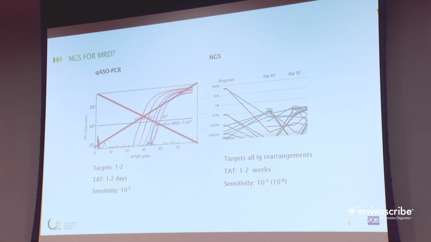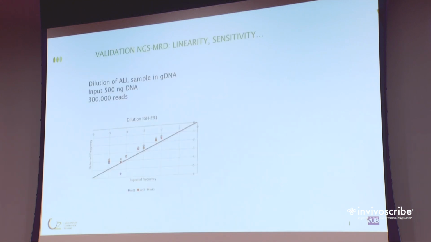But on the other hand, when you do the NGS MRD, you target all the immunoglobulin sequences, while when you do the ASO-PCR, you only target mostly only 1 to 2 of these sequences. The sensitivity would be the same. For the ASO-PCR, it's 10 minus 5. For the NGS, they claim 10 minus 5, even 10 minus 6. So we're going to test that.